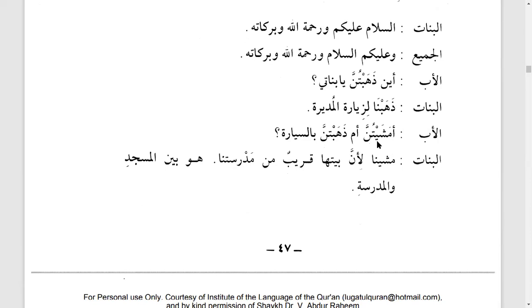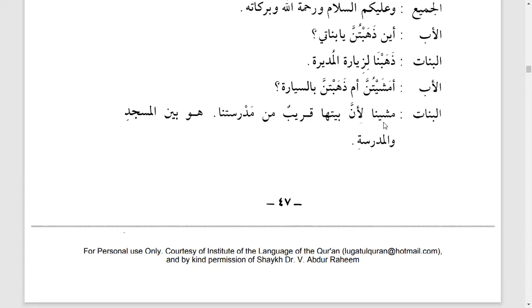Mashaytunna, the verb is masha. So masha is on the pattern of ra'a. So if you have memorized the past conjugation of ra'a, you can easily do the conjugation of masha. For example, masha, mashaya, mashaw, mashat, mashata, mashayna, mashayta, mashaytuma, mashaytum, mashayti, mashaytuma, mashaytunna. Here we go. So amashaytunna am dhahabtunna bis siyarati. So did you walk or did you go by the car?